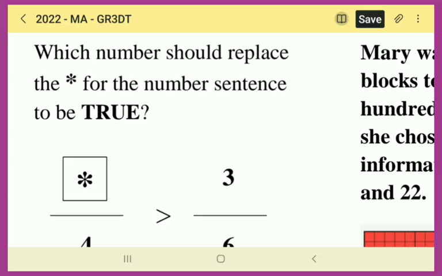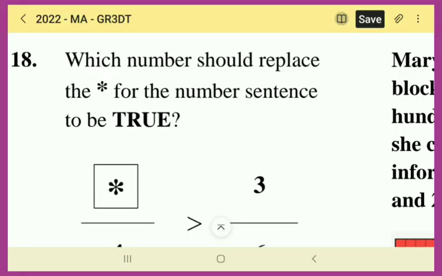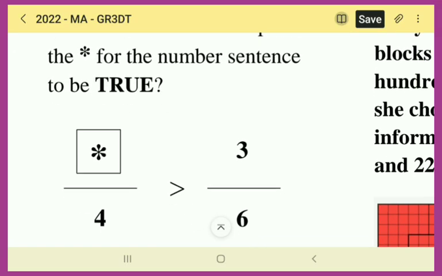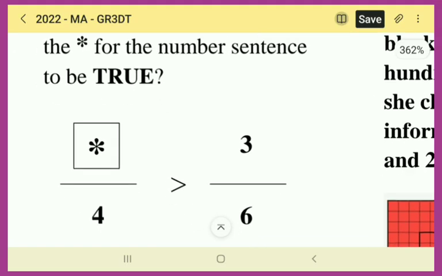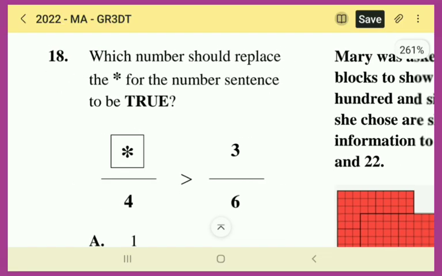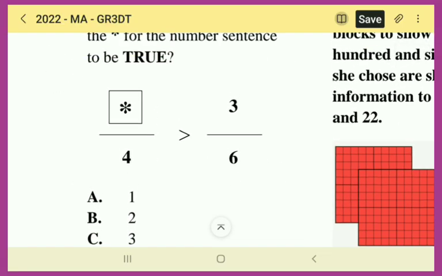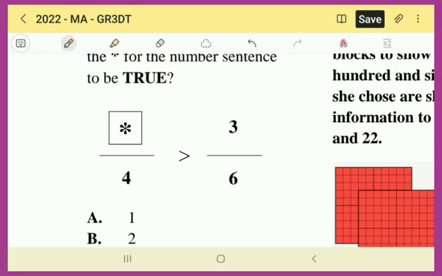Which number should replace the asterisk for the number sentence to be true? So let's look at it. Which number should replace the asterisk to have this number sentence be true? Number 18 for my girls. A says we should have 1. So let's look at it. We just did some fractions.